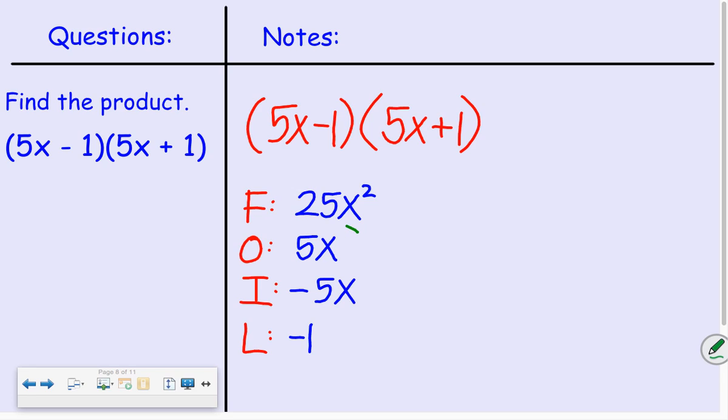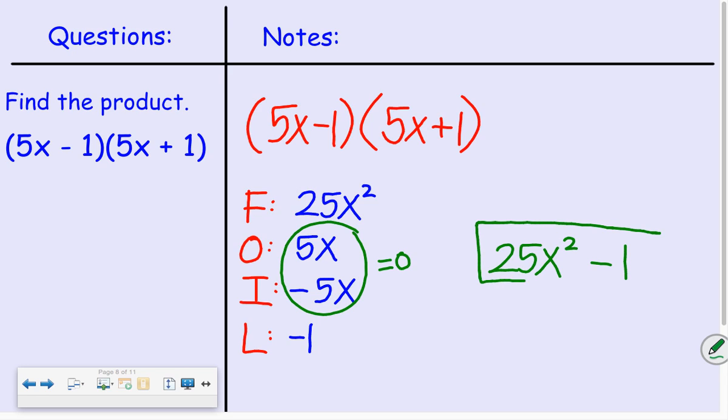The same thing is going to happen again where we have the opposites for our O and I, so they make 0. 5 and -5 make 0. So we're left with just our F, which is 25x squared, and our L, which is -1. Summary.